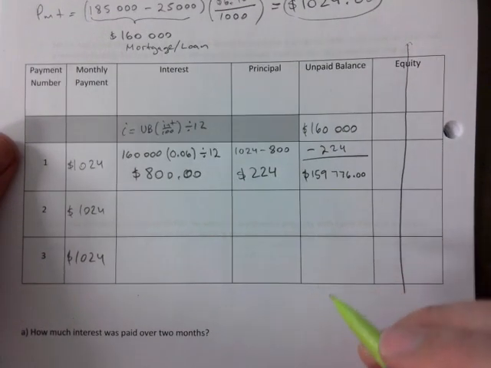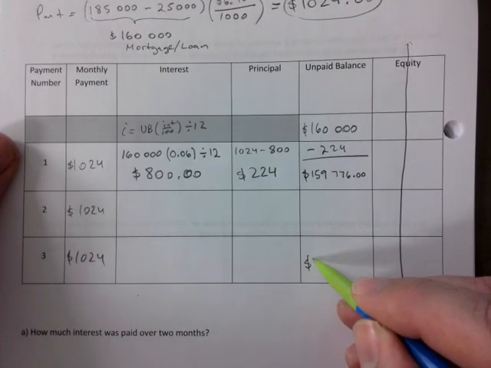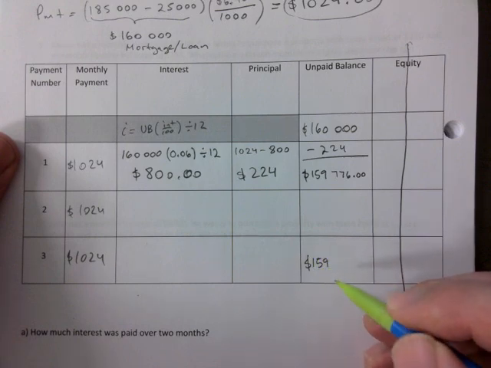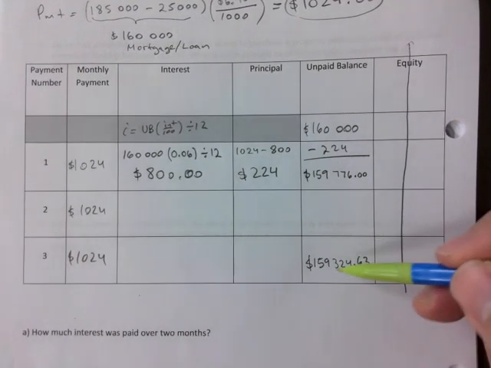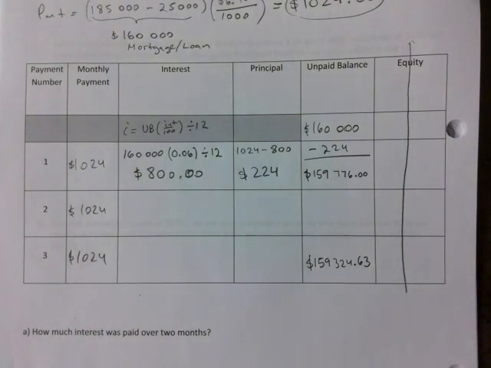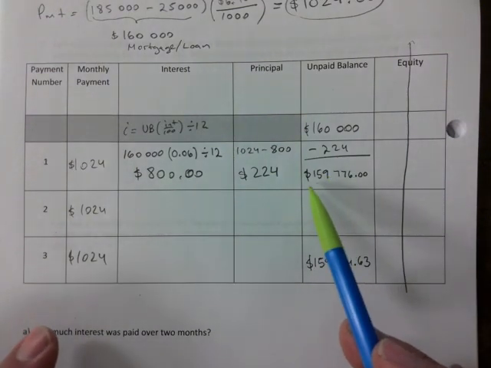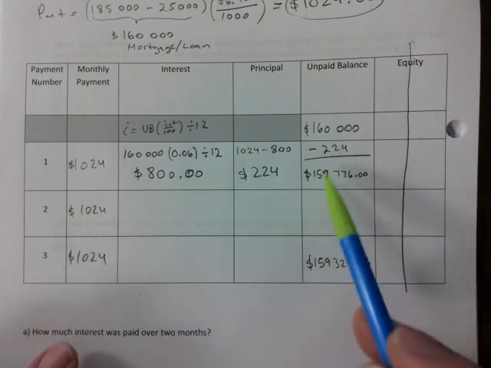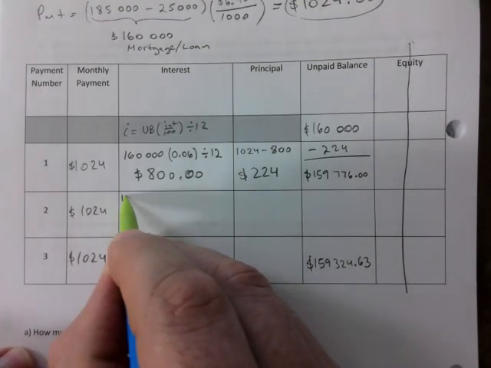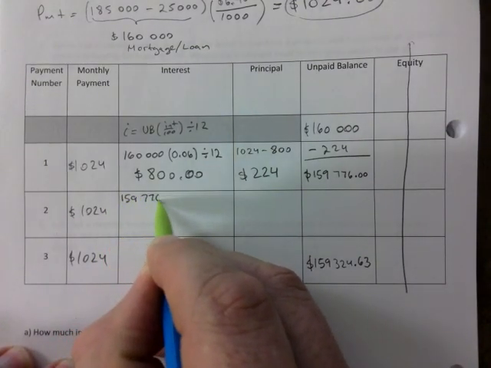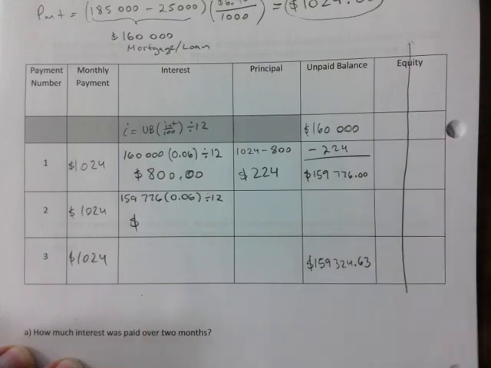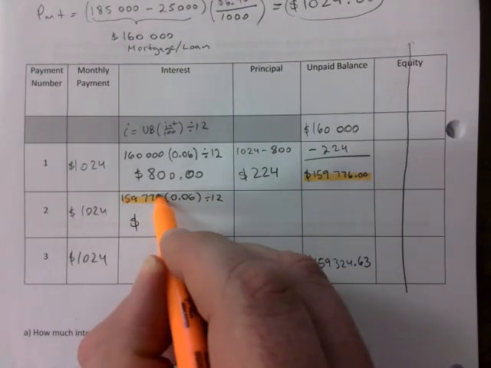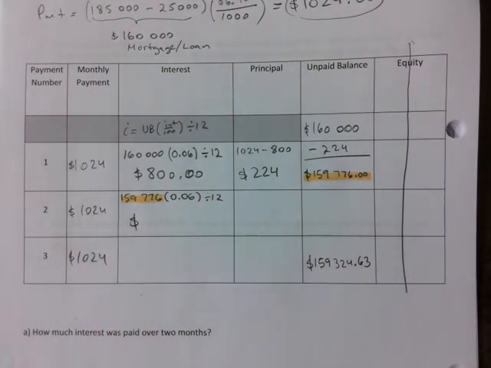I will stop there, but I will give you this cell right here so you can practice. This is what you're supposed to get at the very end if you do everything else right. Because remember, this comes with you for the second month, the new unpaid balance, right? This 159 comes with you. Times 0.06 divided by 12. Okay. I will highlight that part because this is the one that throws students off sometimes.